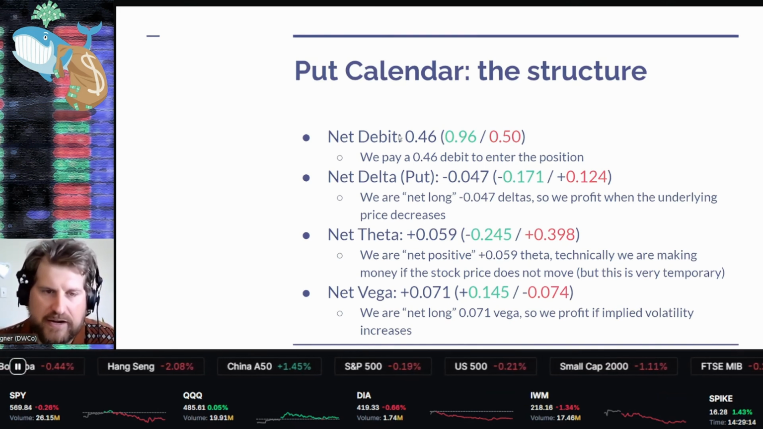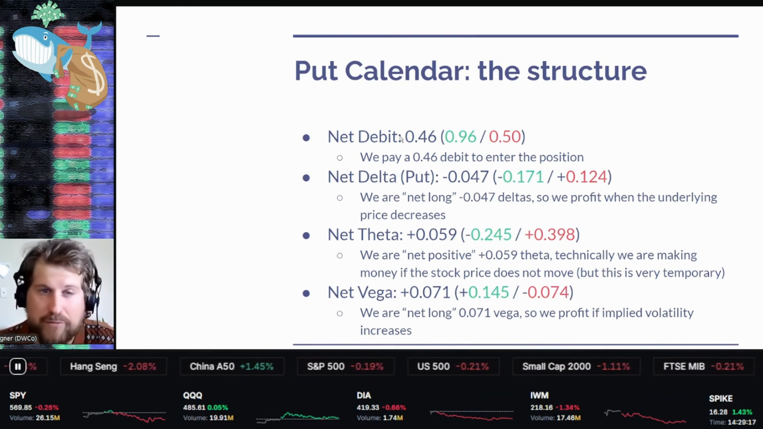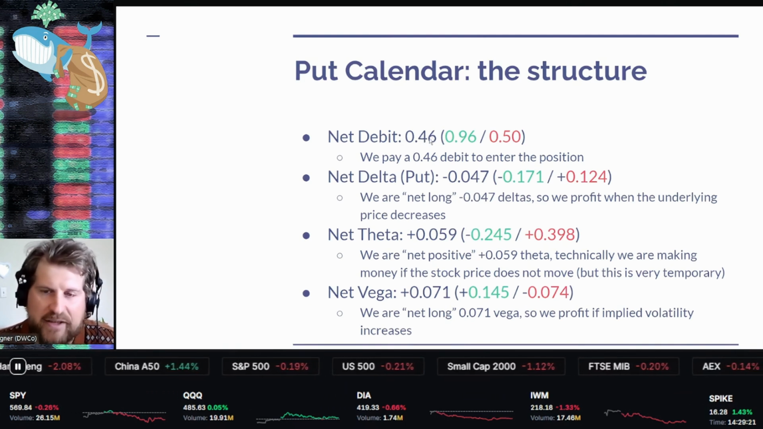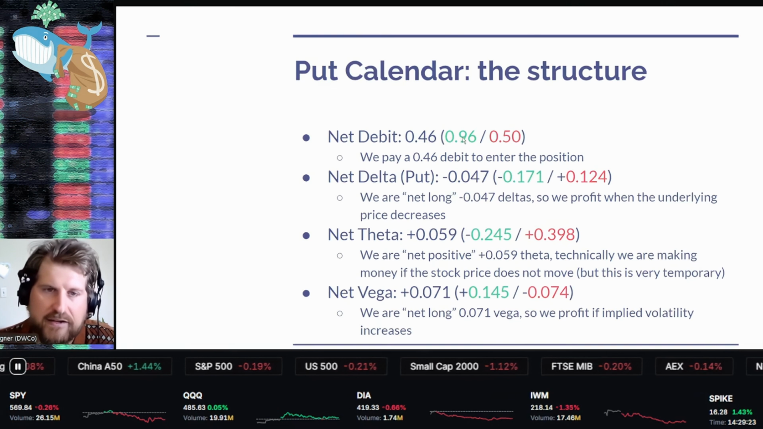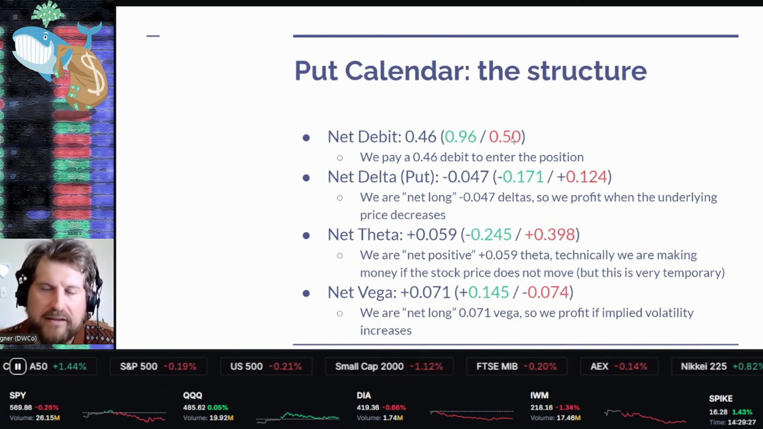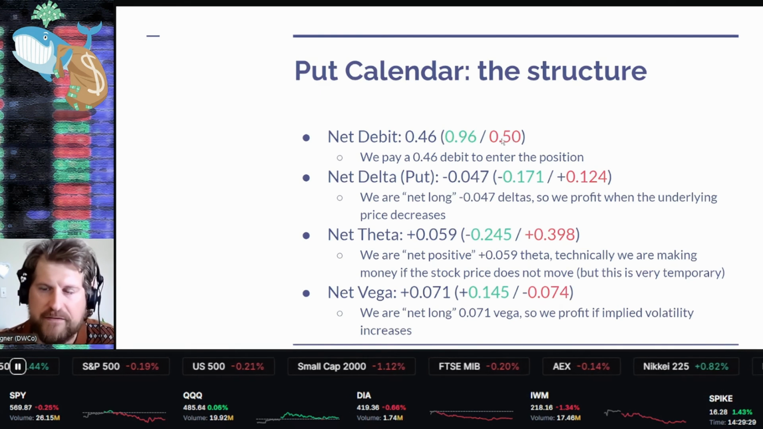The particular contract we were looking at, which I think was 476, if memory serves me correctly, resulted in a net debit of 46 cents. So the contract you were buying was priced at 96 cents, and the contract you were selling, that front contract, was priced at 50 cents.